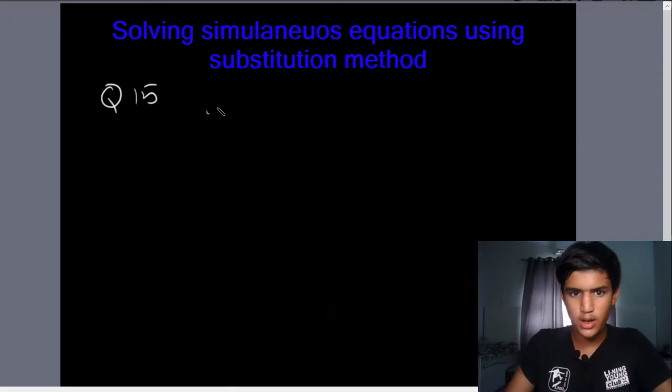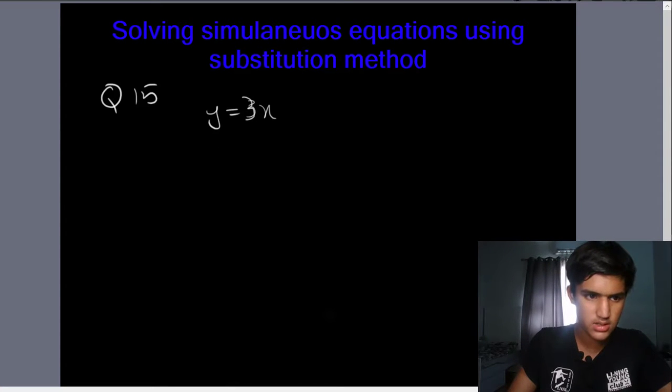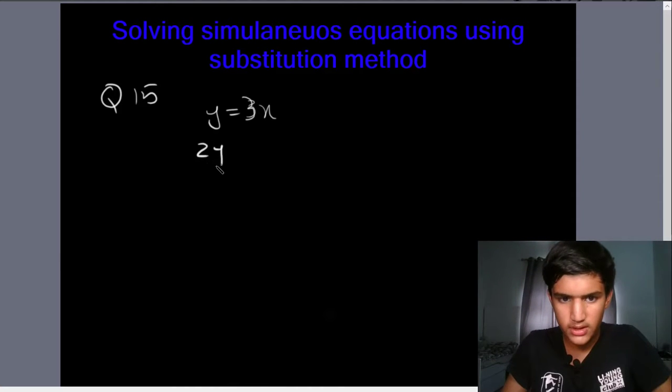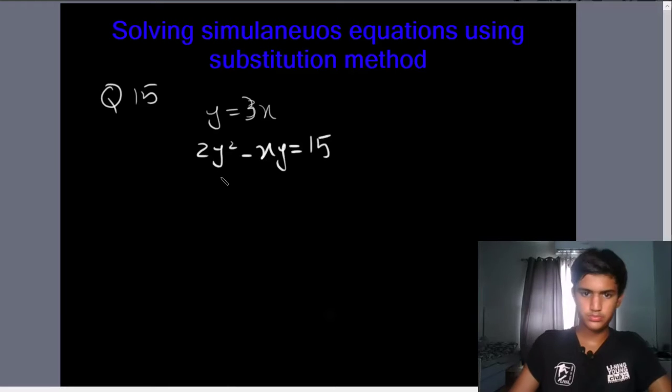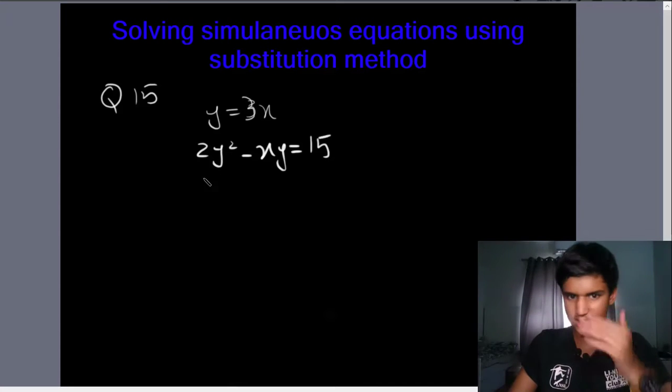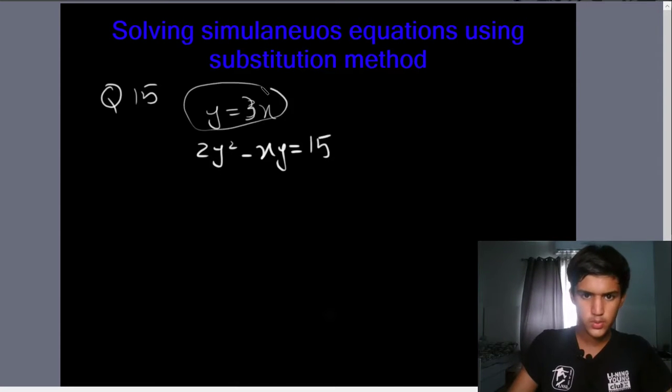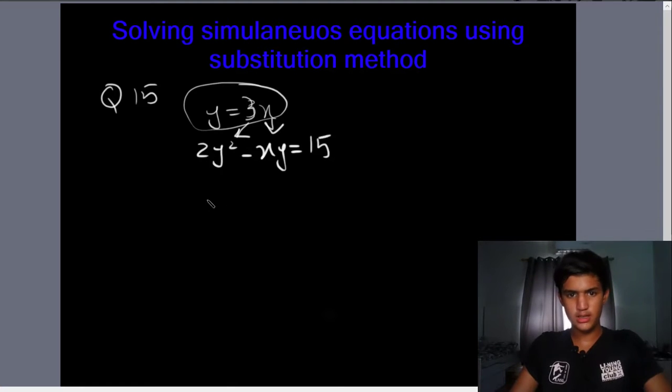So the question is y is equal to 3x. Now y has been made the subject for us. The other equation is 2y squared minus xy is equal to 15. Now y is already the subject in this equation, so we're going to put the value of y into these two y's in the other equation.